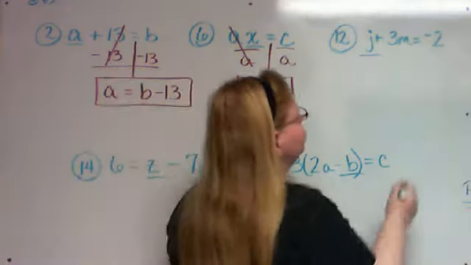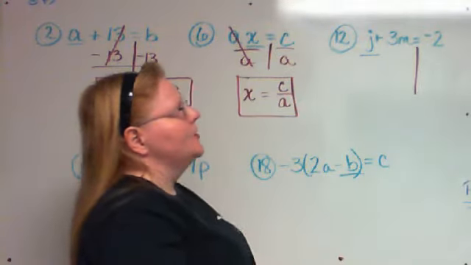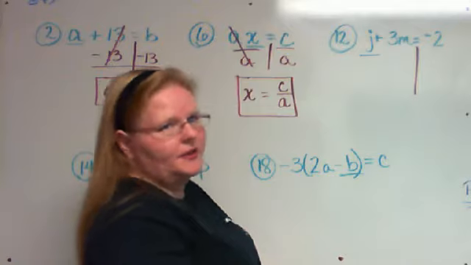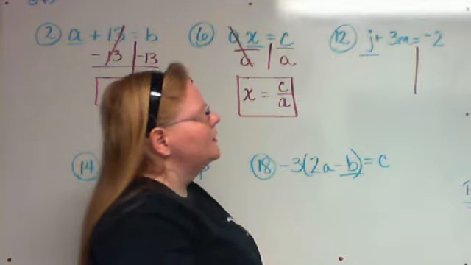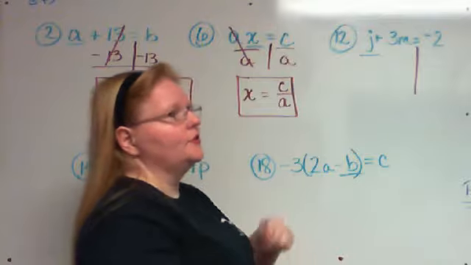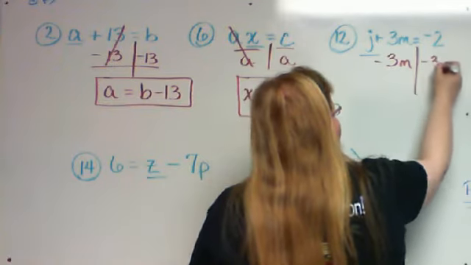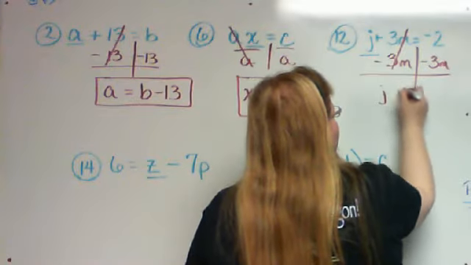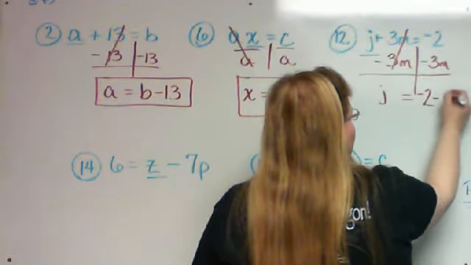Number 12. Draw my little line. They want the J to be by itself. So what's keeping the J from being by itself? The 3 and the M. The 3 and the M are all one term. I can get rid of that all at one time because it's all one term. How are the 3 and the M connected to the J? By addition, which means we've got to do the opposite and subtract it. That cancels that out over here and leaves me with J is equal to, write down exactly what I see, negative 2 minus 3M.